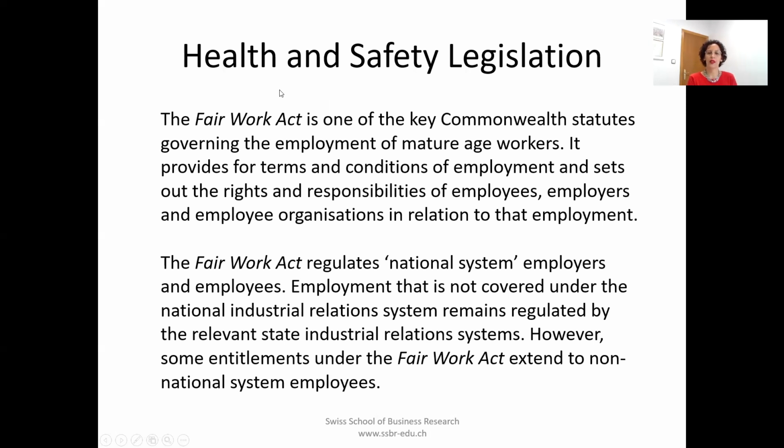Other health and safety legislation. The Fair Work Act is another statute that includes specific information about mature age workers. So for people who are over a specific age, it sets out terms and conditions of employment and the rights and responsibilities of employees, employers, and employee organizations in relation to that employment. And this act also regulates national system employers and employees.